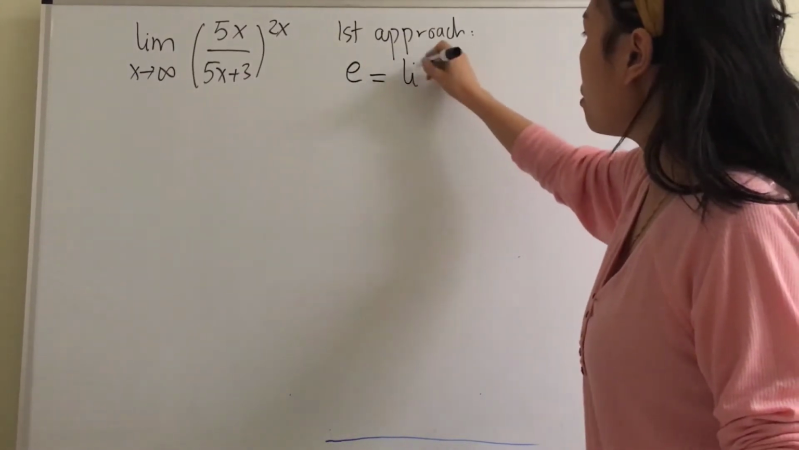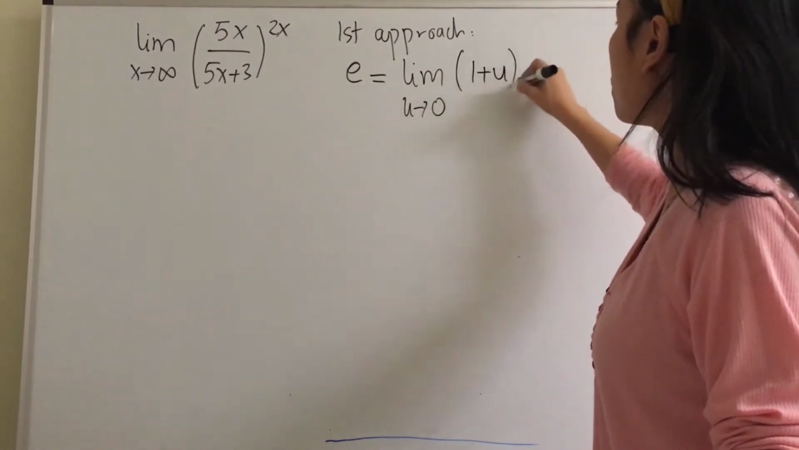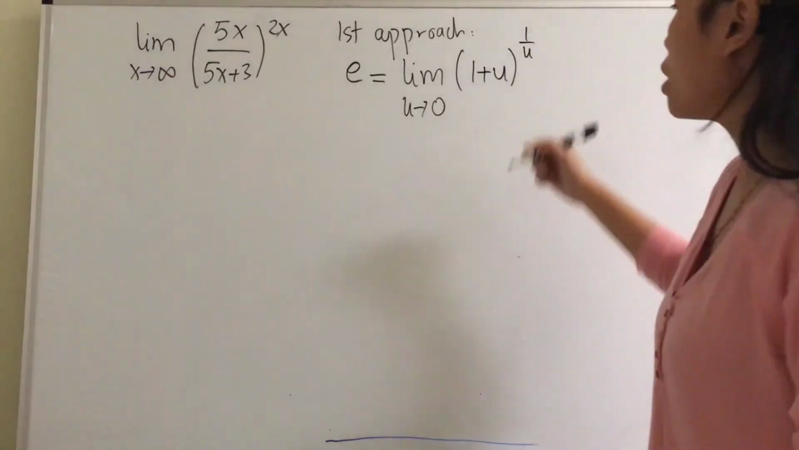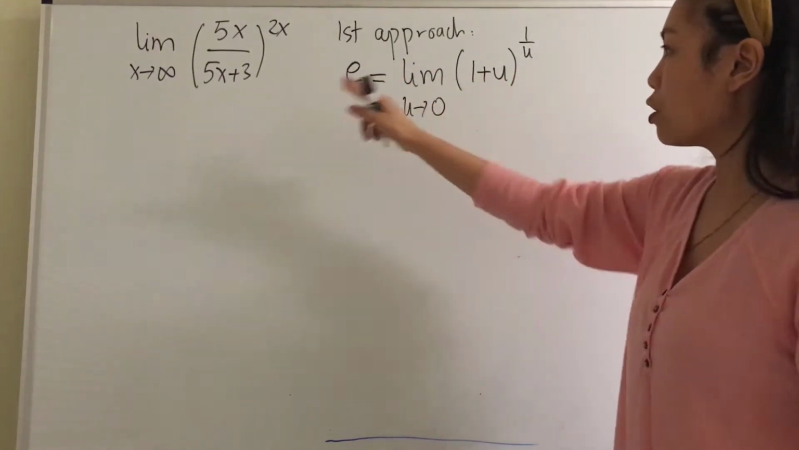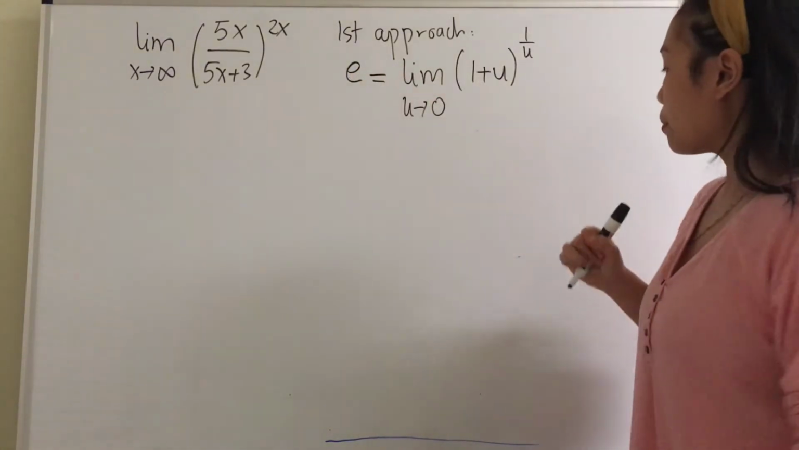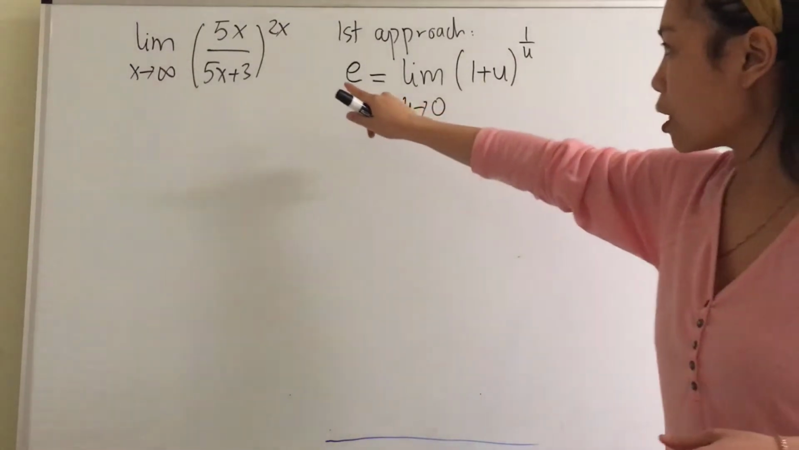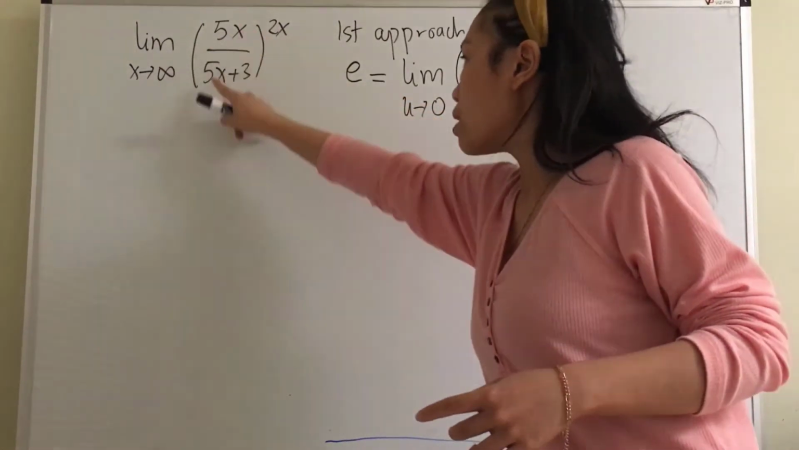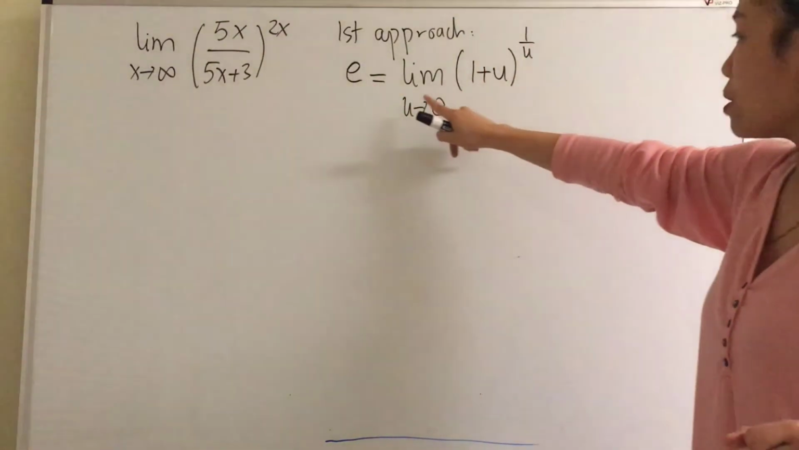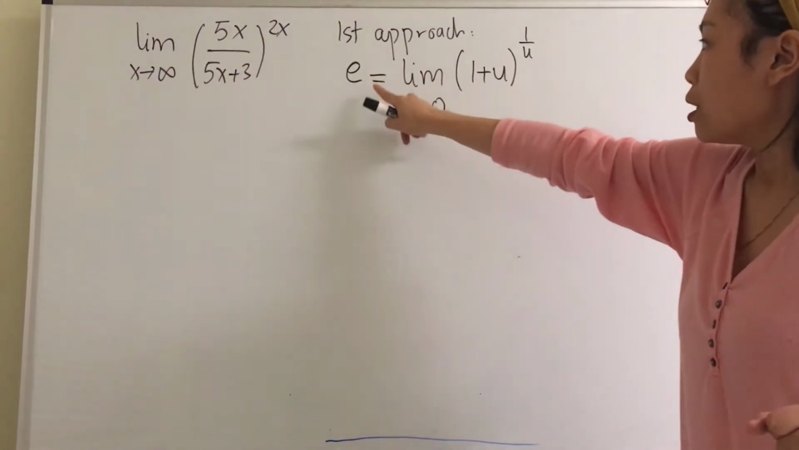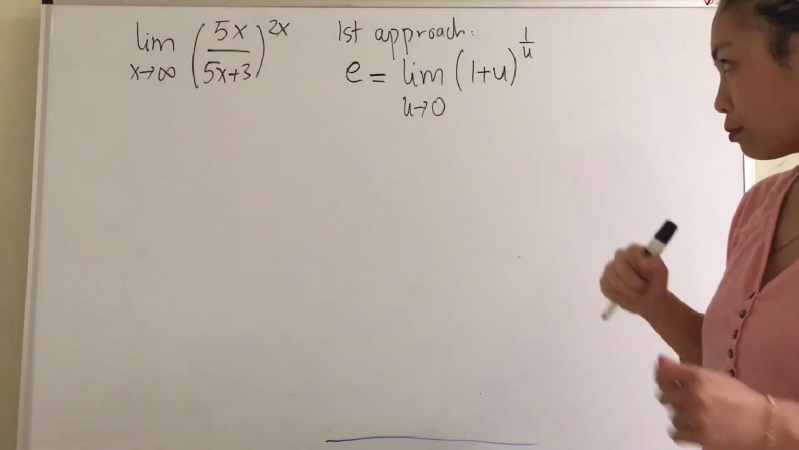Remember, e is the limit as u approaches 0 of (1 plus u) to the 1 over u. Here I use u because I want you to see x and u are different. These two are two different variables. You see that? The reason why I think about this limit e is because I see this is a function with the base a function of x and the exponent also a function of x. So I think about the limit of the number e. e is equal to the limit of (1 plus u) to the 1 over u by definition.